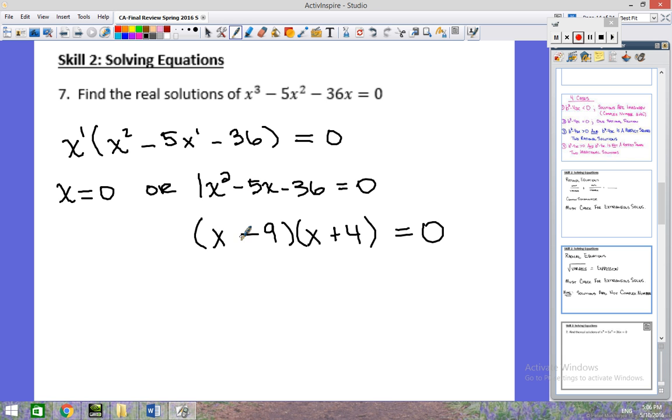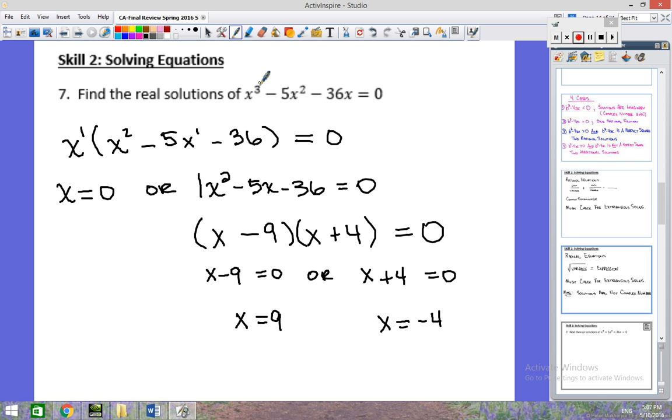Alright, so again, the zero product theorem: either one of these numbers or both of them is 0. Either x minus 9 equals 0, or x plus 4 equals 0. Well, these are just one-step equations, very easy to solve. The inverse operation of subtraction is addition, so you add 9 to both sides. And the inverse of addition is subtraction, so you subtract 4 from both sides.